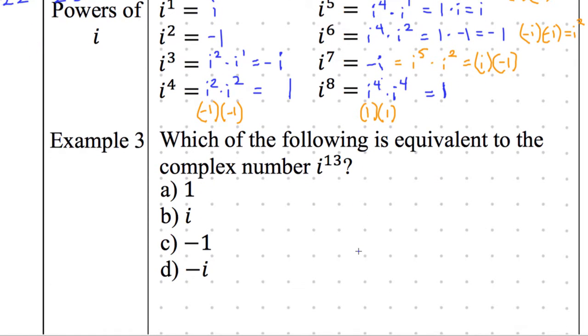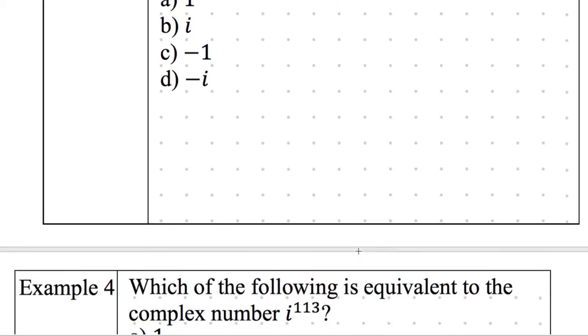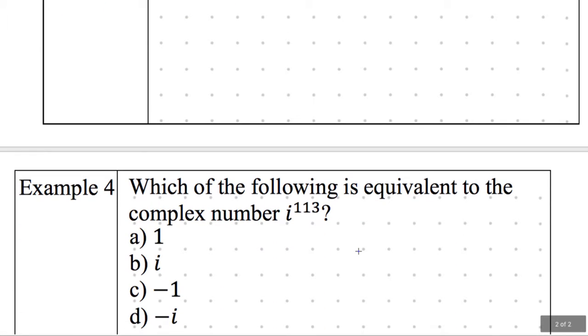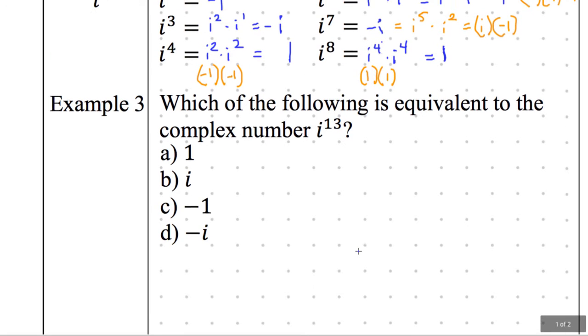Mr. Sindel is going to do example 3, and then I'm going to let you guys do the harder example 4 on the back. Yep, that's how it works. All right. Example 3. Which of the following is equivalent to the complex number i to the power of 13? How lovely. All 4 possible choices, A, B, C, and D, match our pattern, backwards and messed up and everything. So I know it's one of those 4, obviously. But how do I tell which one it is?